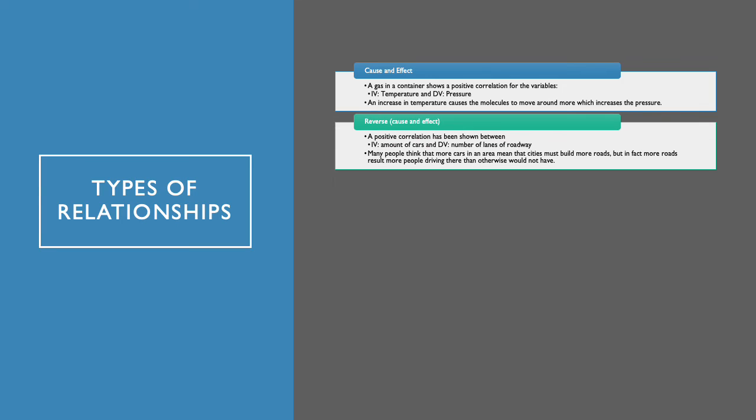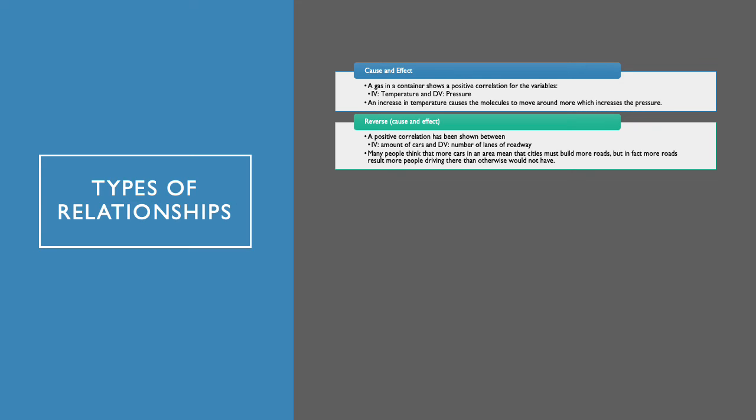Reverse cause and effect could be something like the amount of cars on the road and the number of lanes on that roadway. Most people think that if there's more traffic in an area, it causes cities to build more roadways. And this is why a lot of roadways get widened when there are a lot of traffic jams. They think, let's solve this problem by just widening the road and adding more lanes.